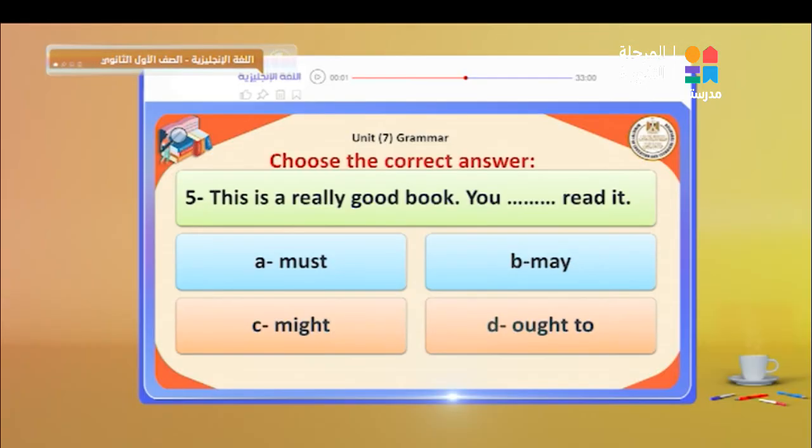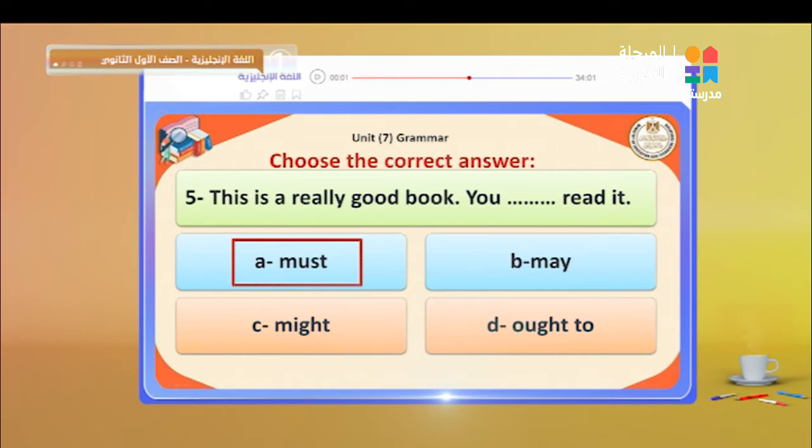Number 5. This is a really good book. You read it. Do you remember that must has many uses other than necessity? It's not only for necessity. It can express recommendation. It can express invitation, warm invitation. So here in this sentence, I recommend this book. This is really a good book. So you read it. You must, may, might, or ought to. Of course, here we are going to use must because it's a recommendation.